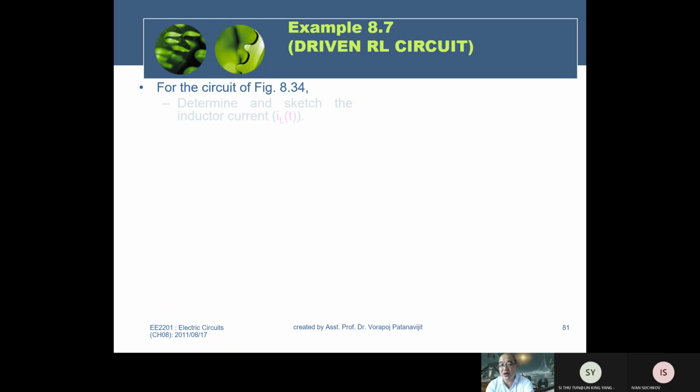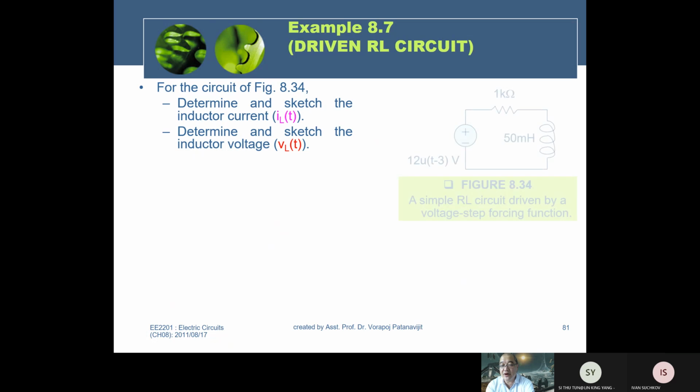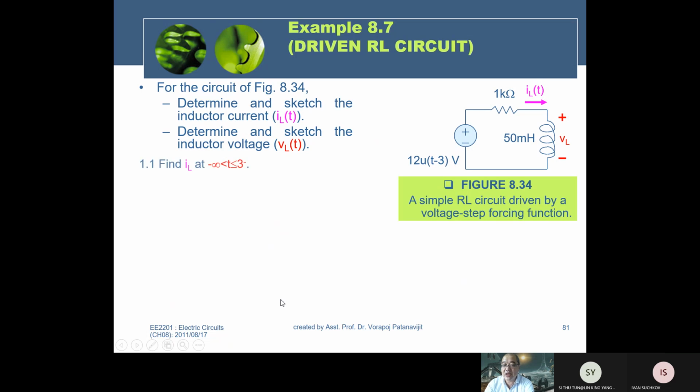Now, to help you understand more, we will provide an example. From this circuit figure, determine and sketch the inductor current, and determine and sketch the inductor voltage.